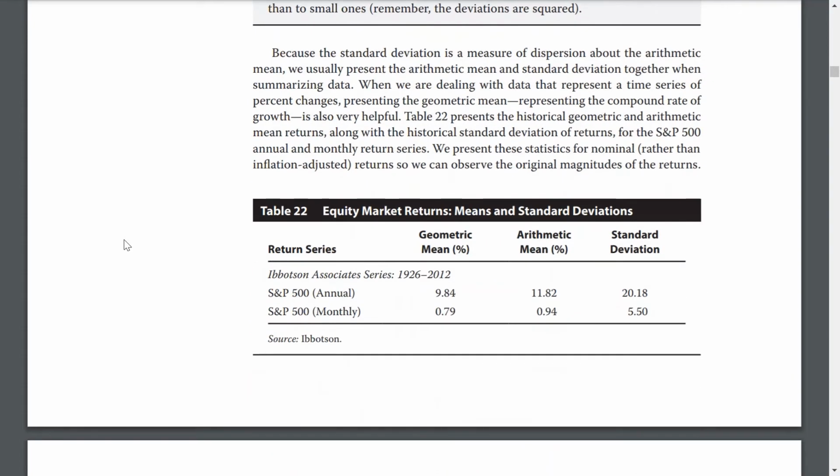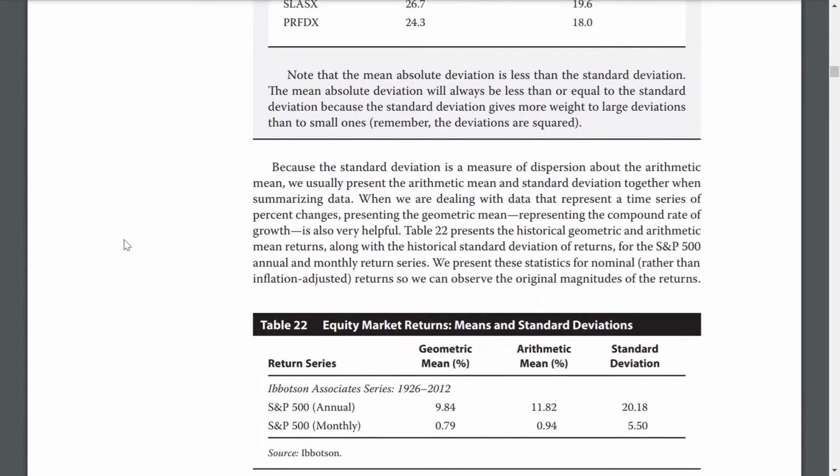Because the standard deviation is a measure of dispersion about the arithmetic mean, we usually present the arithmetic mean and standard deviation together when summarizing data. When we are dealing with data that represents a time series of percentage change, presenting the geometric mean, representing the compound rate of growth, is also very helpful.